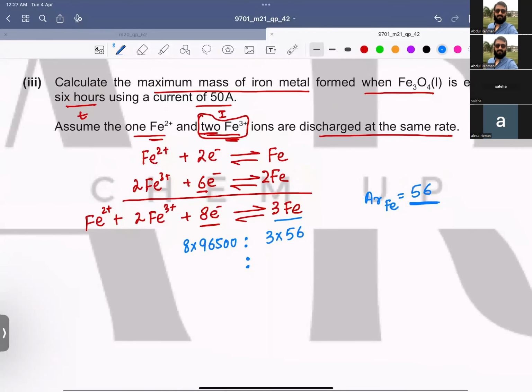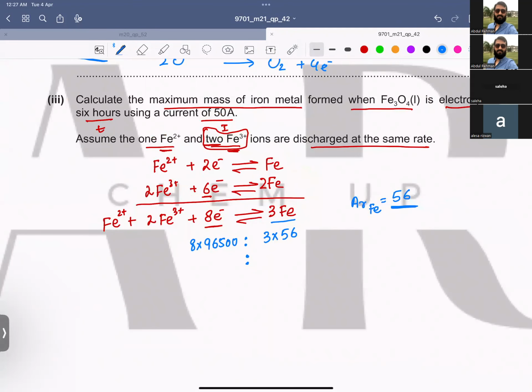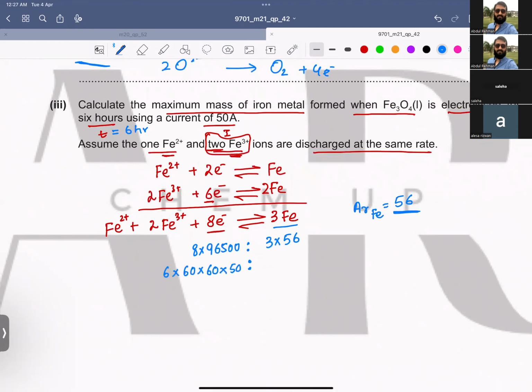Now, the experiment is performed for 6 hours, and whenever we calculate the coulombs, we convert the time into seconds. So it would be 6 times 60 times 60 to convert into seconds, and then 50 ampere. The product of this gives the coulombs used in this experiment. And for that amount of coulombs, the mass of iron formed would be X. Is this understandable?